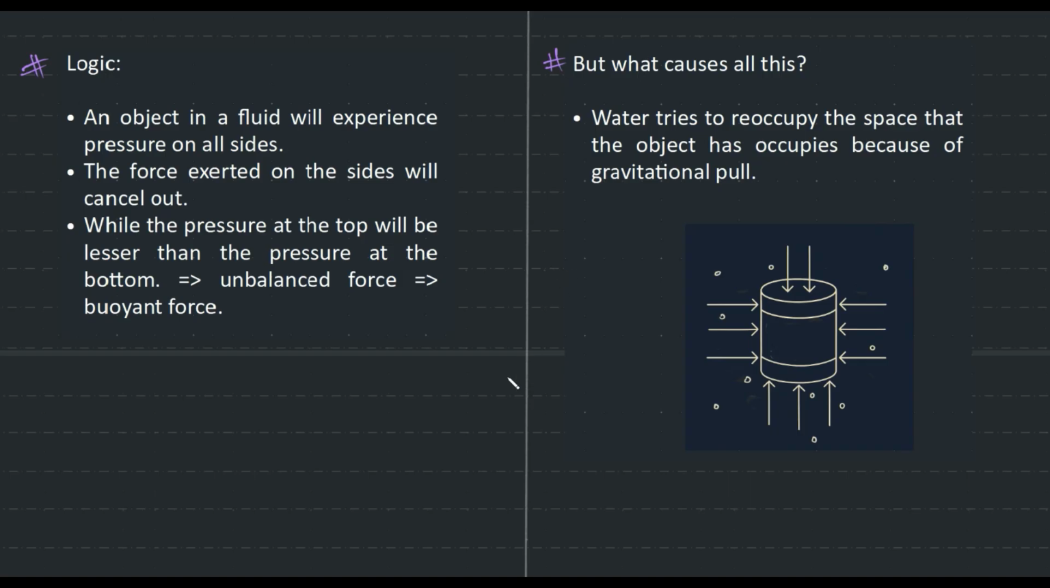But why does this happen? See, the funda is quite simple. Water tries to reoccupy the space that the object has occupied. That's it. Even water is trying to go to its least potential energy state possible. If I drop any object from a particular height, what happens? It will fall, because this is at higher potential, this is at lower potential. As simple as that.